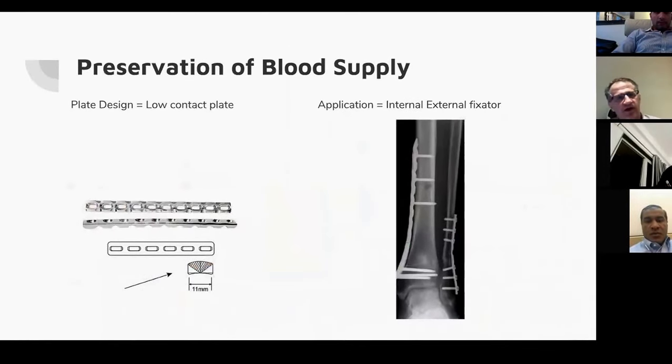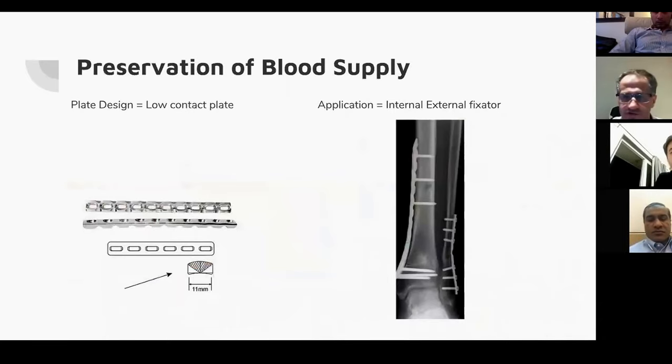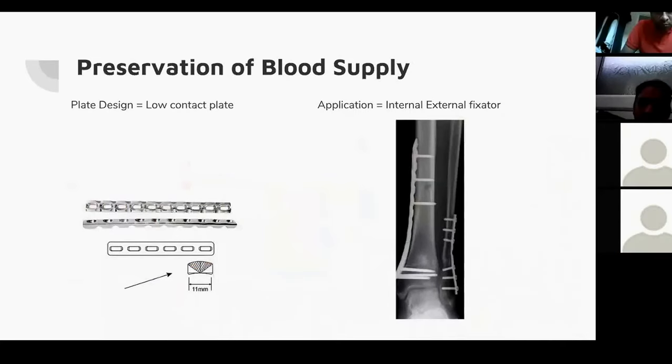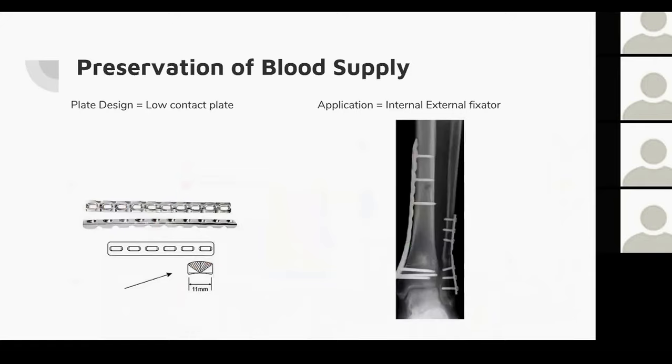So some of the other things we need to consider in our plate design is preservation of blood supply, and that can be a discussion about periosteal blood supply and centrifugal versus centripetal blood flow. You maybe need to talk about when those two change over, both in terms of childhood to adulthood, and vice versa in terms of post-nailing or post-trauma.